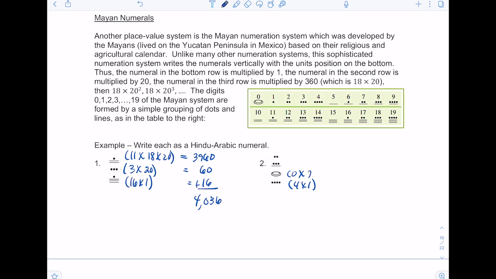Since that's the second row, we're going to multiply it by 20. And then in the third row, I've got 8. And I'm going to multiply that by 18 times 20. And then in the top row, I have 2. And I'm going to multiply that by 18 times 20 squared. So when you multiply this out, you get 14,400, 2880, 0, and 4. And we're just going to add vertically. And if you add those together, you get 17,284.